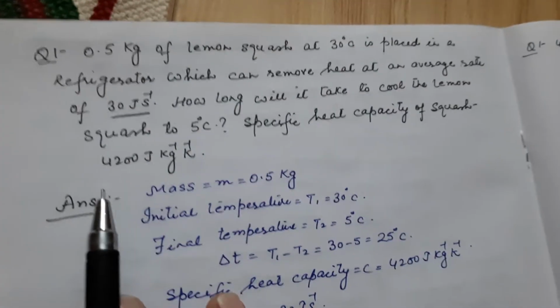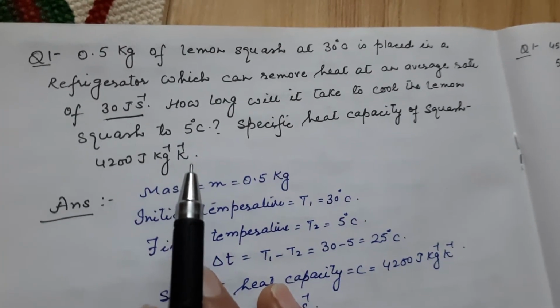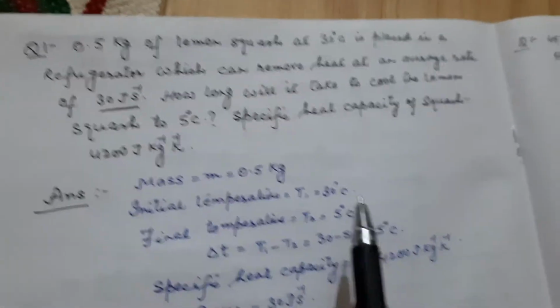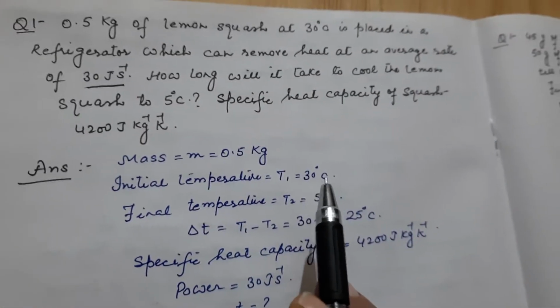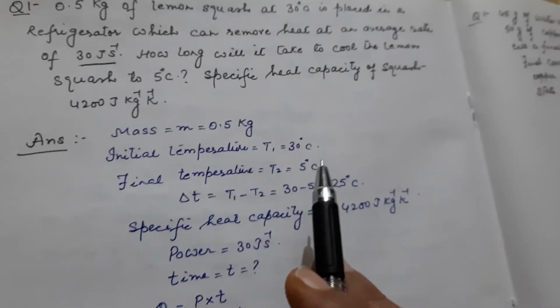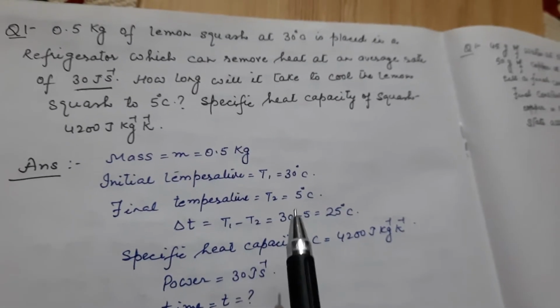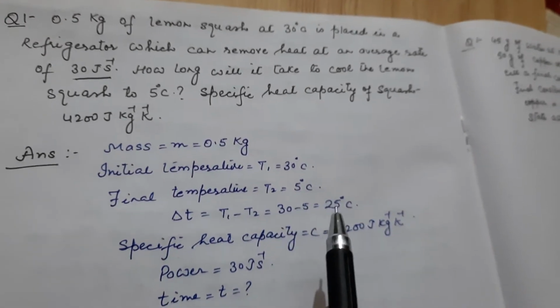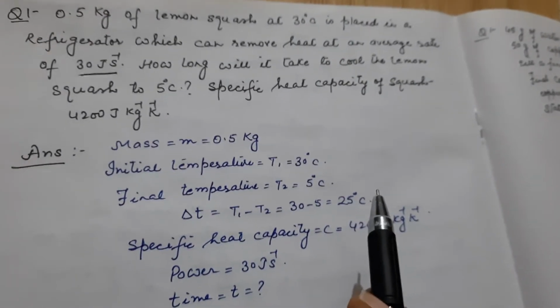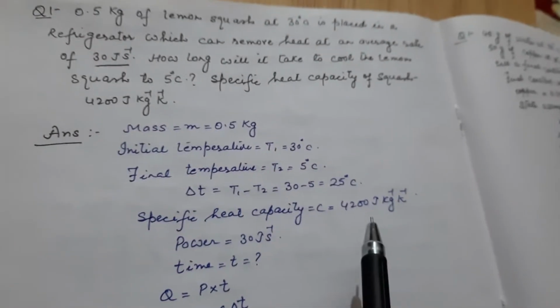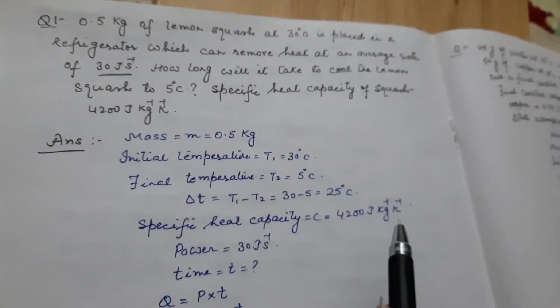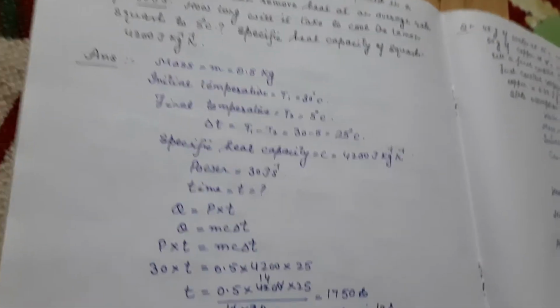Specific heat capacity of squash is 4200 joule per kg per Kelvin. What's given here? Mass is given. Initial temperature of squash is given. Final temperature of squash is given. What is the change? Delta T is equal to T1 minus T2, so this is 25 degrees Celsius. No doubt in this case heat is liberated. Specific heat capacity is directly given, 4200 joule per kg per Kelvin. Power is given, time is required.